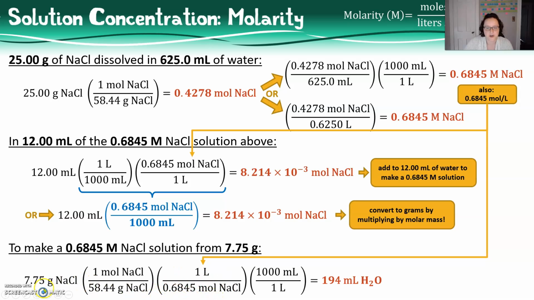This time I started with the mass of solute, converted it into moles, and then used the molarity as a conversion factor, with volume on top and the moles on the bottom. One final conversion factor is then used to convert from liters to milliliters, and we see that 7.75 grams of sodium chloride needs to be dissolved in a 194 milliliter solution to achieve a concentration of 0.6845 molar.